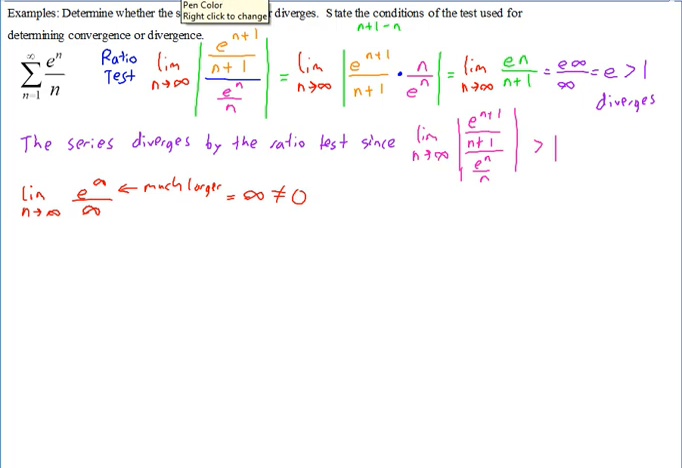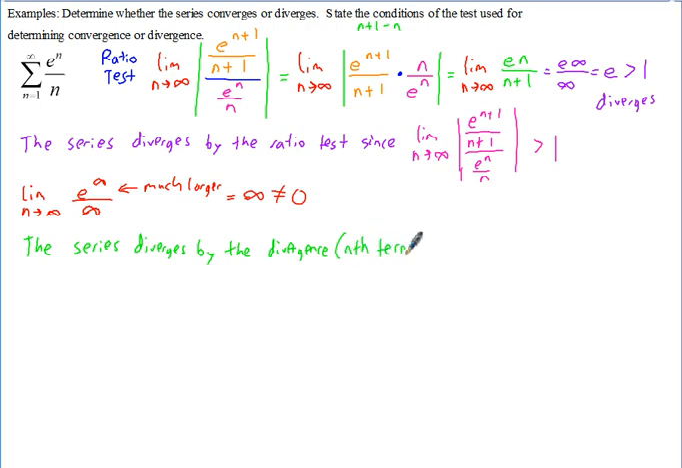So we could also have said the series diverges by the divergence test, or it's also called the Nth Term Test, since the limit as n approaches infinity of e to the n over n does not equal 0.